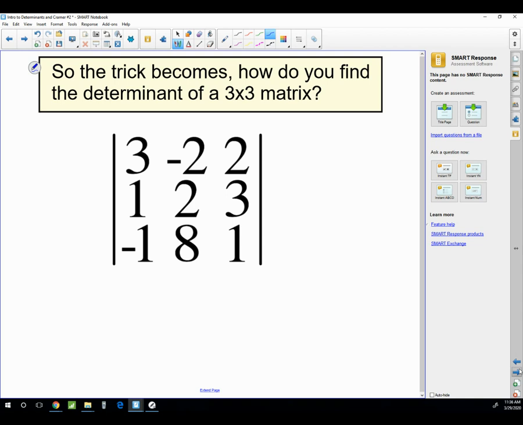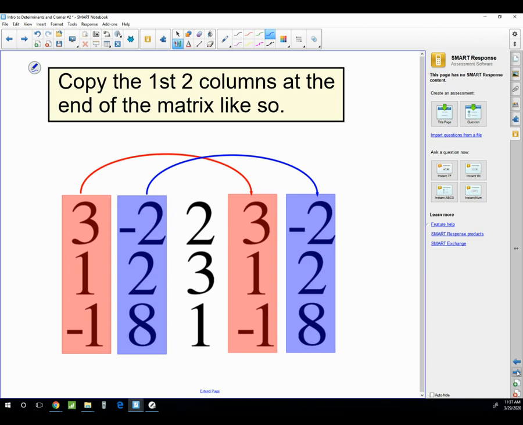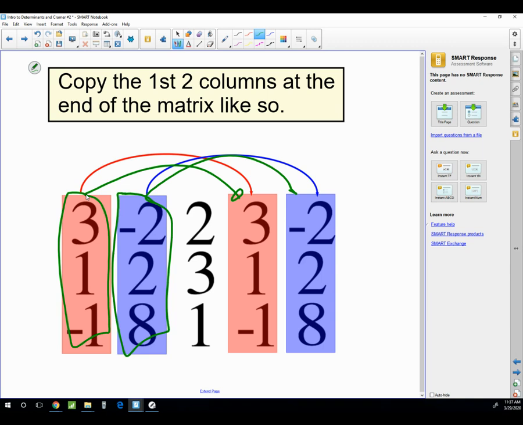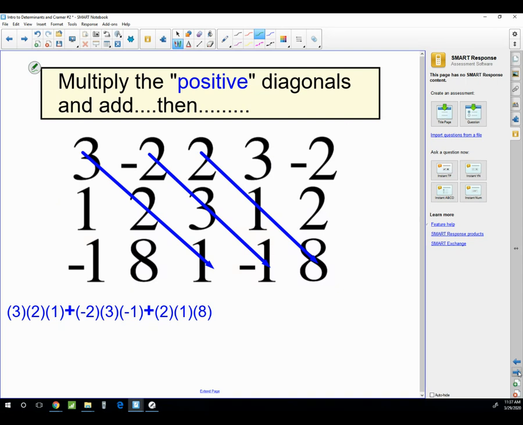Okay, so the trick becomes, how do you find the determinant of a 3x3 matrix? Well, we're doing it the cheap Pop-Tart method here. This is what you would do first. You copy the first two columns at the end of the matrix. So this column goes here, I'm just copying it, and this column goes here, and I'm just copying it. So we kind of enlarge the matrix, and then it would look like that.